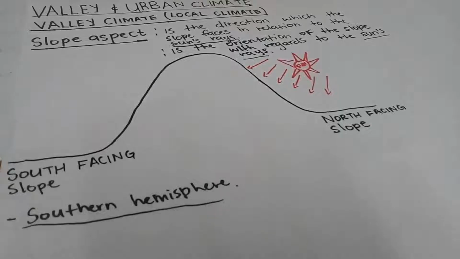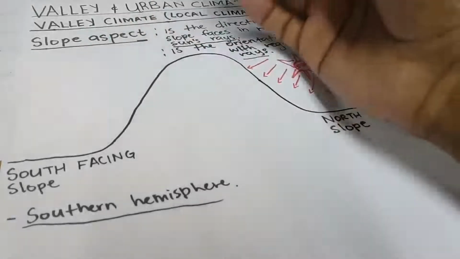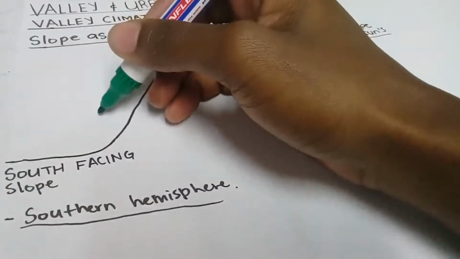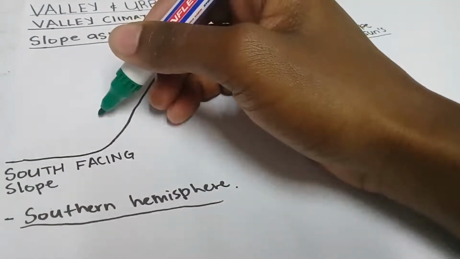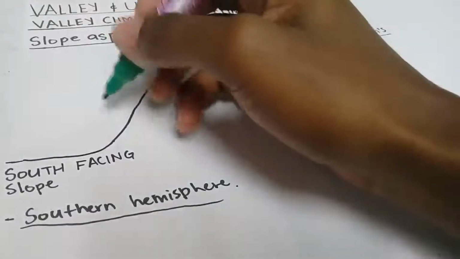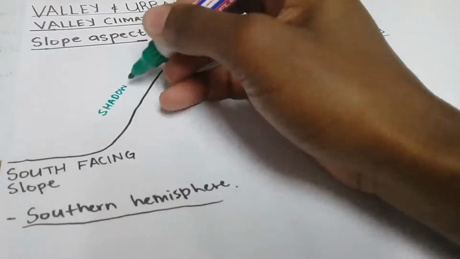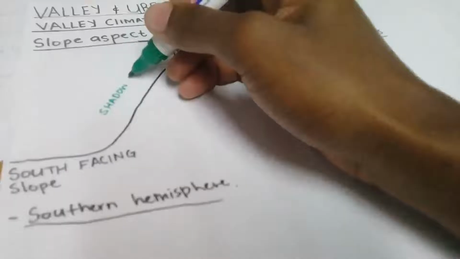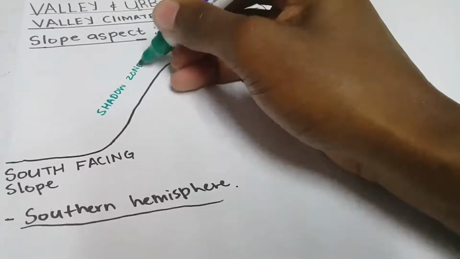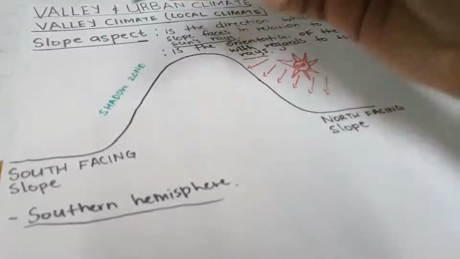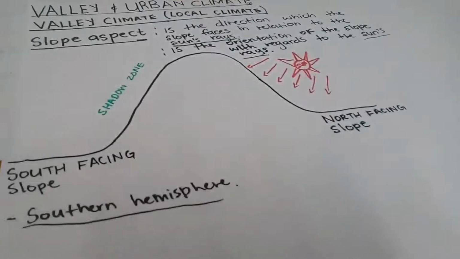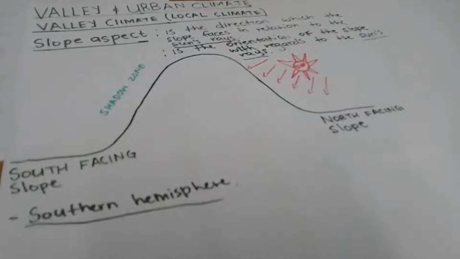So this side, the south-facing slope, is going to be what we can say is a shadow zone. Yes, it's going to be a shadow zone because there is not much sunlight, or there are no sun's rays hitting this side. The south-facing slope is going to be a shadow zone.